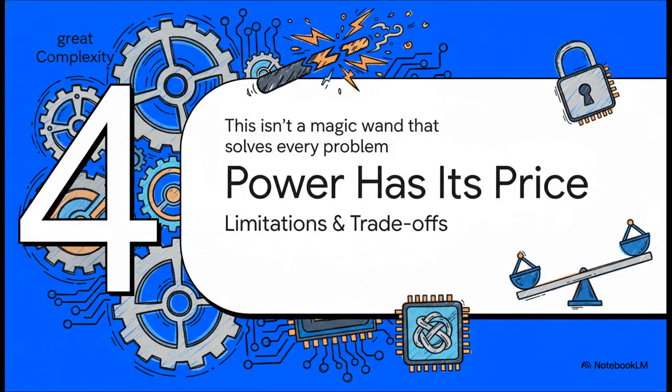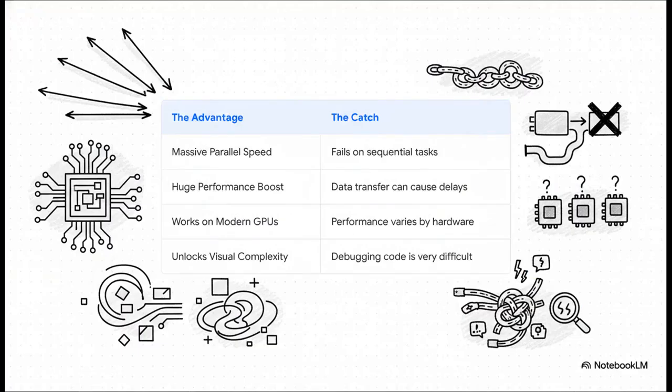Of course, it can't all be sunshine and rainbows, right? This kind of incredible power comes with its own set of challenges. This isn't some magic wand you can wave at every problem. There are some really important limitations and trade-offs you have to think about. Let's just walk through this.